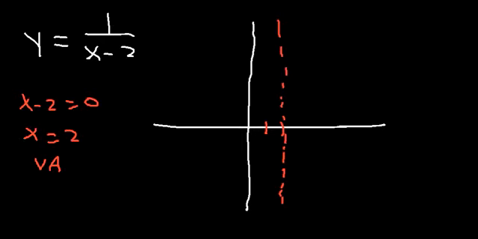Now there's also a horizontal asymptote, which is y equals 0, which is over here. Whenever the degree of the denominator is greater than the degree of the numerator, the horizontal asymptote is at y equals 0.